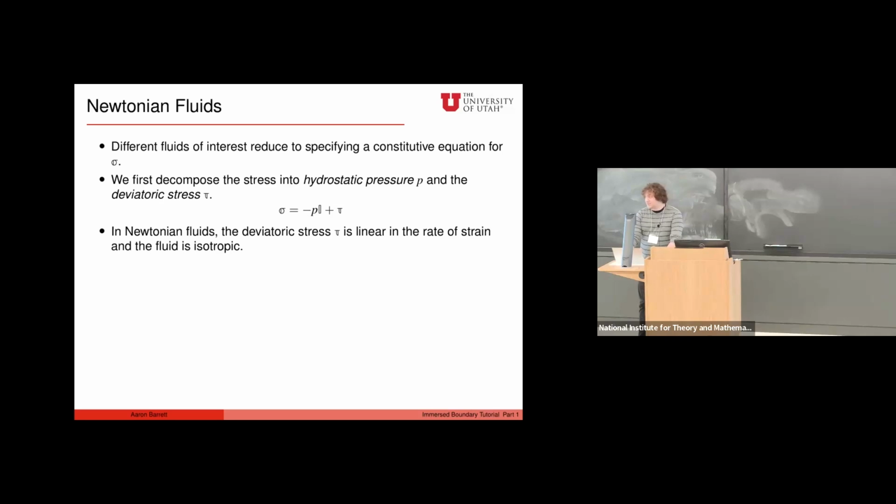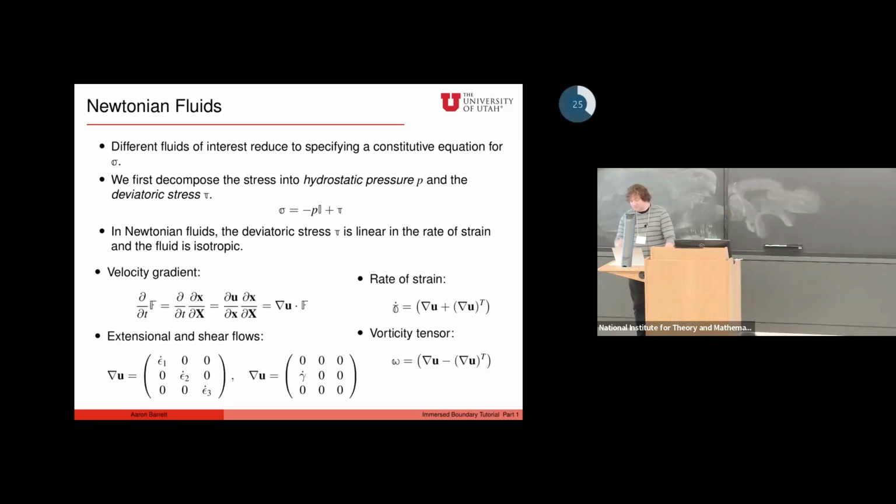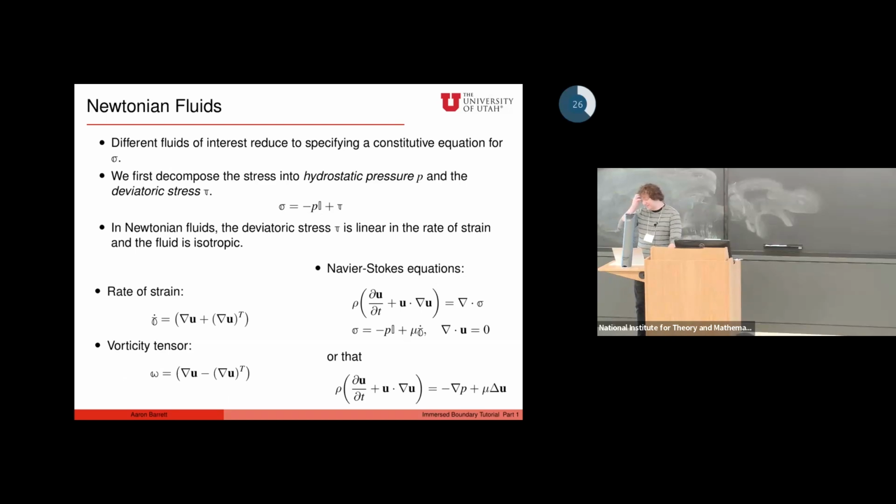And the Newtonian assumption here is that the deviatoric stress is linear in the rate of strain and the fluid is isotropic. So there's no preferred direction. The rate of strain here is defined as the symmetric part of the velocity gradient. And if we do that, then we get back Navier-Stokes equations that we have been using.